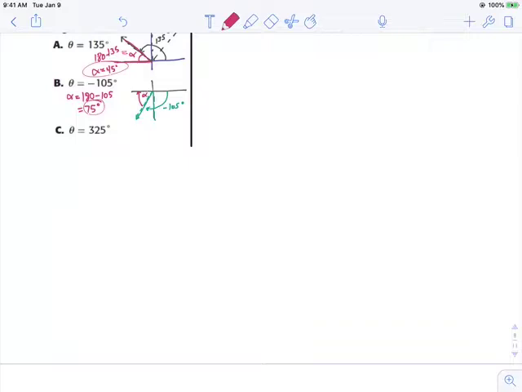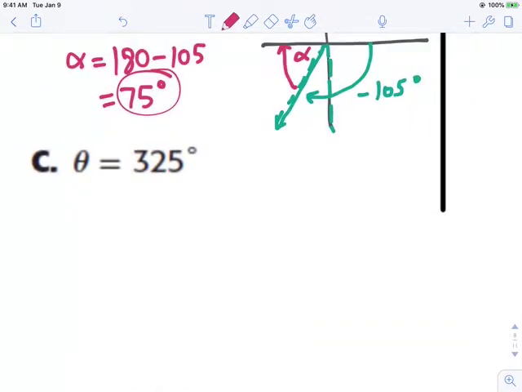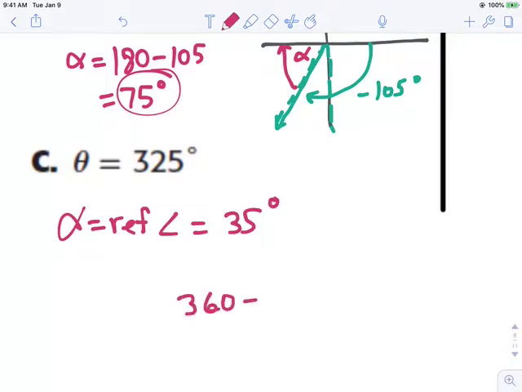Okay, so last one. Let's just do some mental math for this one. 325. Let's picture in our heads where we would be and what it would take to get back to the x-axis. What would it take us to get back, Ceylon? 35? People agree? 35 degrees. Alpha, the reference angle, equals 35 degrees. All we did was 360, which is the x-axis, minus 325.